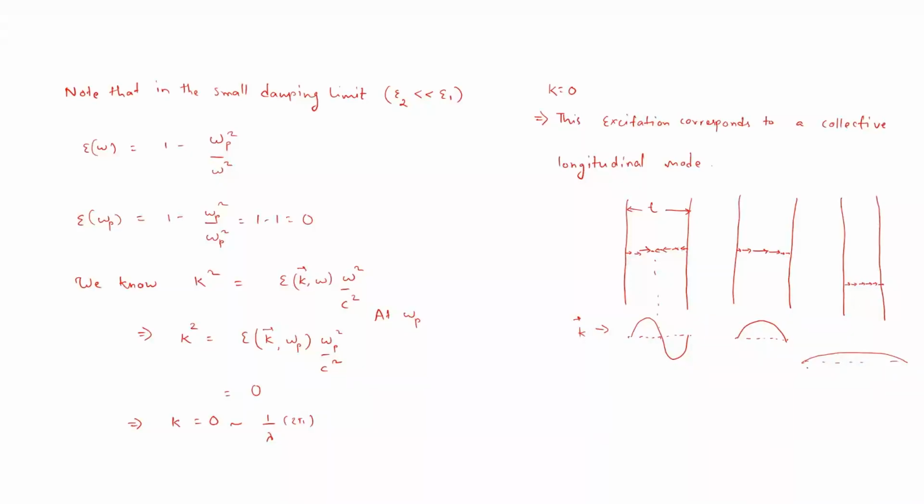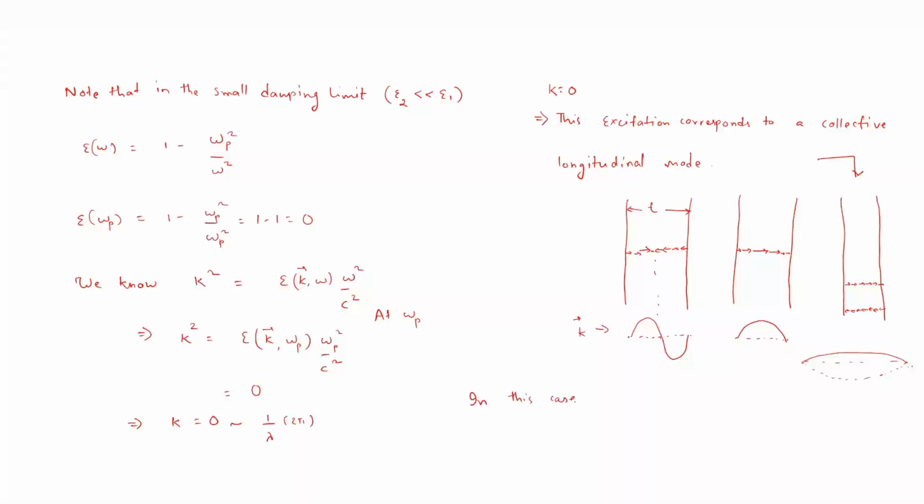And with time, when this becomes negative, all the electrons will be oscillating in this direction. Since all the electrons are oscillating in unison, it is called a collective oscillation. And why longitudinal? Because it is in the direction of the k vector. Okay, so this corresponds to this case.